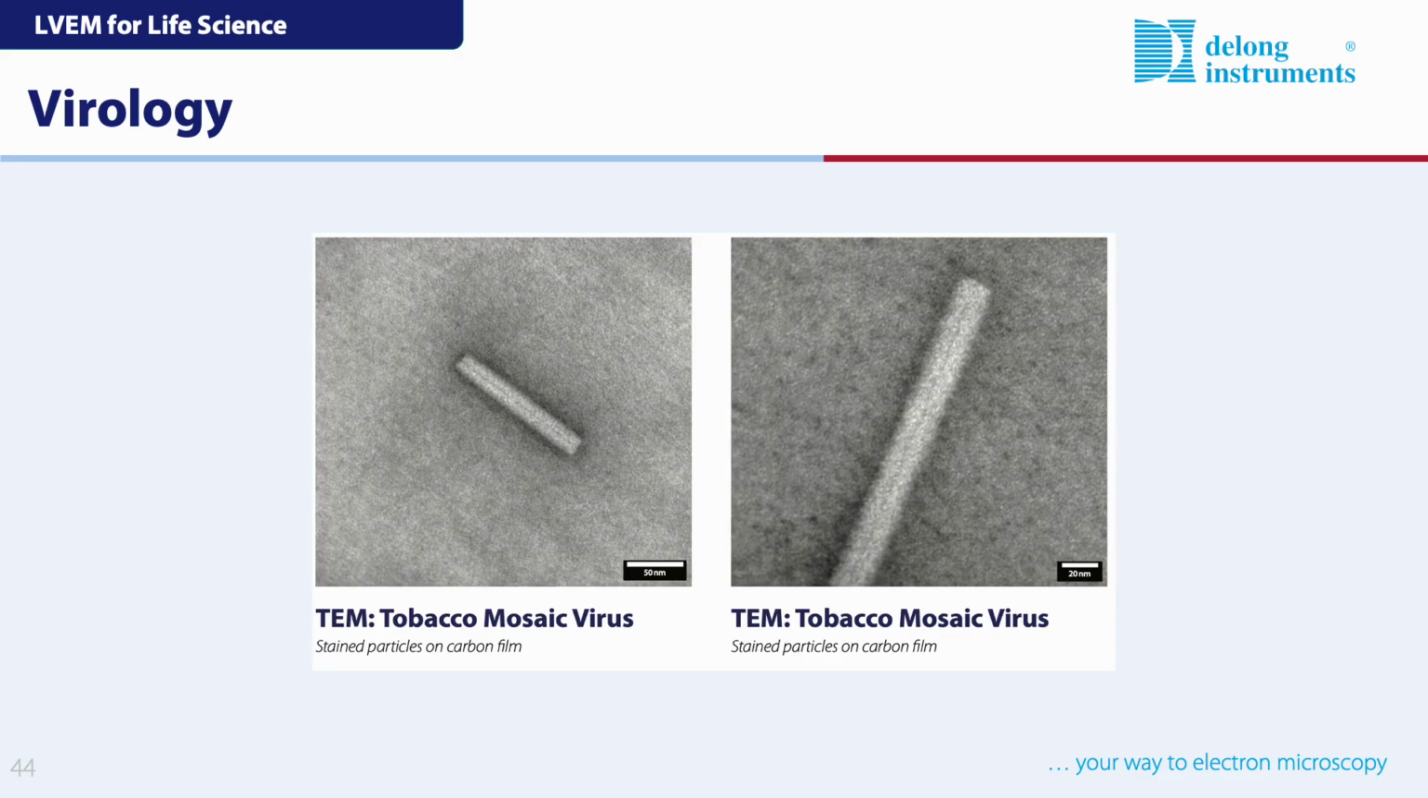research. In this slide, we have images of tobacco mosaic virus, or TMV, captured using LVEM. The filamentous structure of TMV is clearly visible, showing uniformity in size and shape along the entire particle.